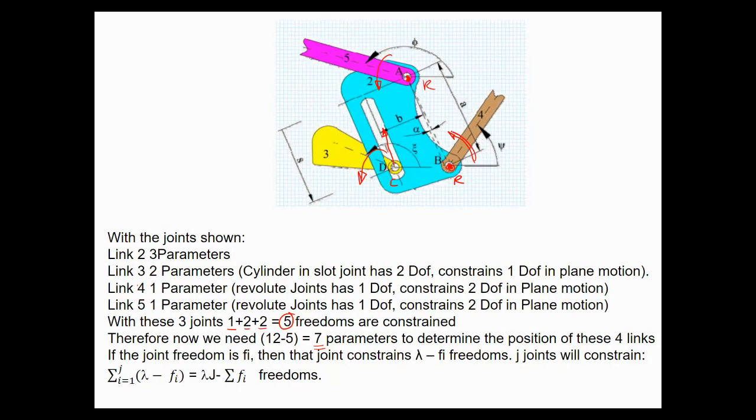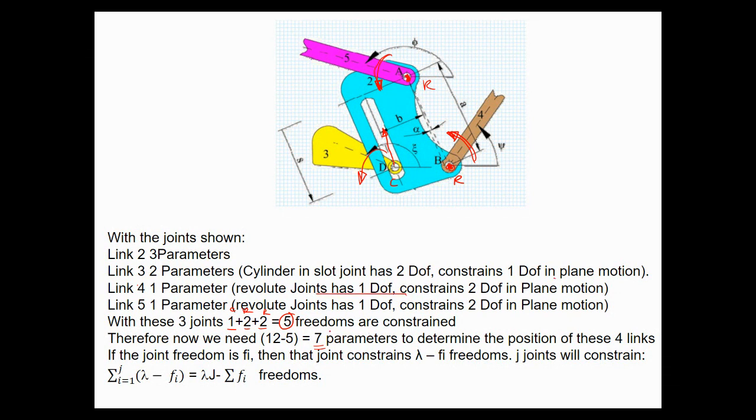Because it can only now rotate with respect to link 2, and there is no other motion. Now link 5 can only rotate with respect to link 2. Okay, so here you have 5 degrees of freedom constrained. This is the cylindrical joint, the revolute joints, and they have constrained 5 degrees of freedom. So we have begun with 12 degrees of freedom. Now 12 minus 5, we are reduced to 7 degrees of freedom now.